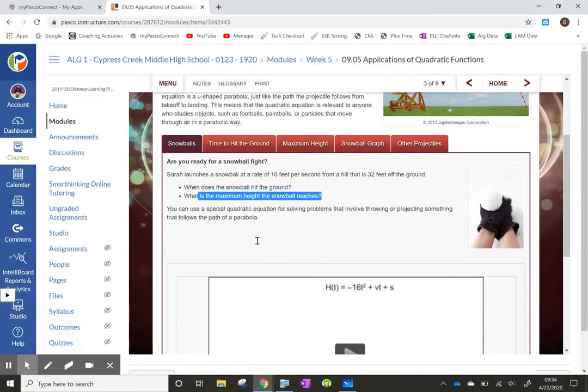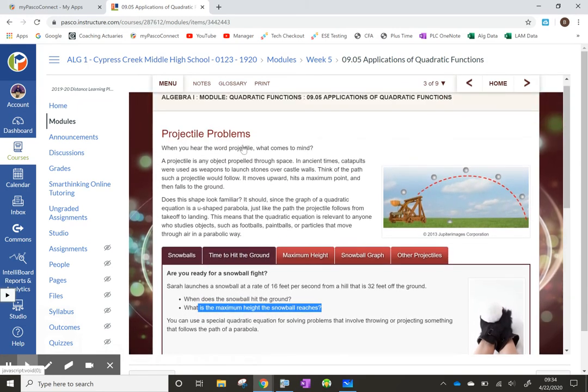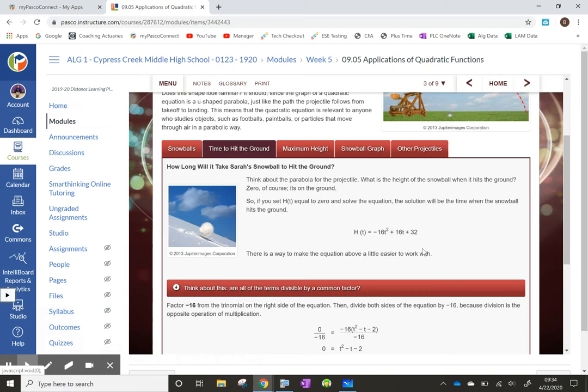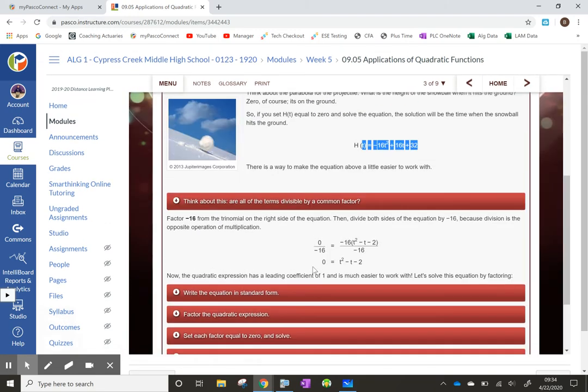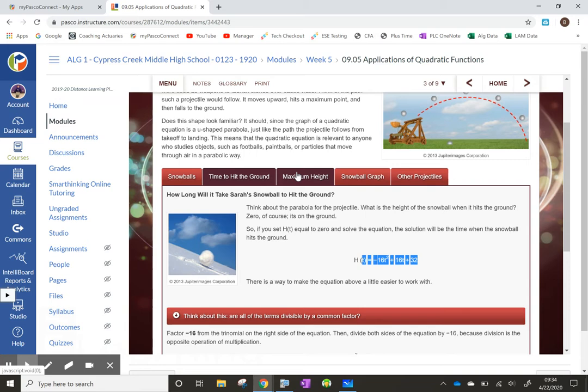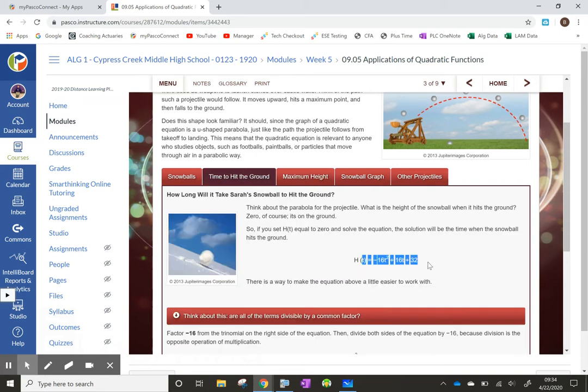So if we have our height, let's see, does it give us an equation for our snowball? It should give us an equation for our snowball. Here's the equation of our snowball. I'm going to find the time it hits the ground. You can see it's worked out here already. It's got all the stuff here. I'm going to work through those steps, and we're going to find the maximum height as well. I'll show you how to do those two different things. But let's write down the formula first.